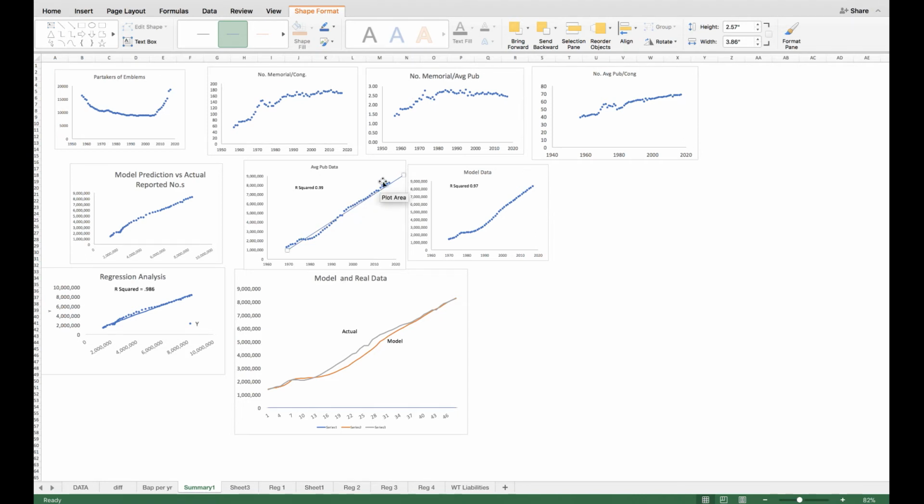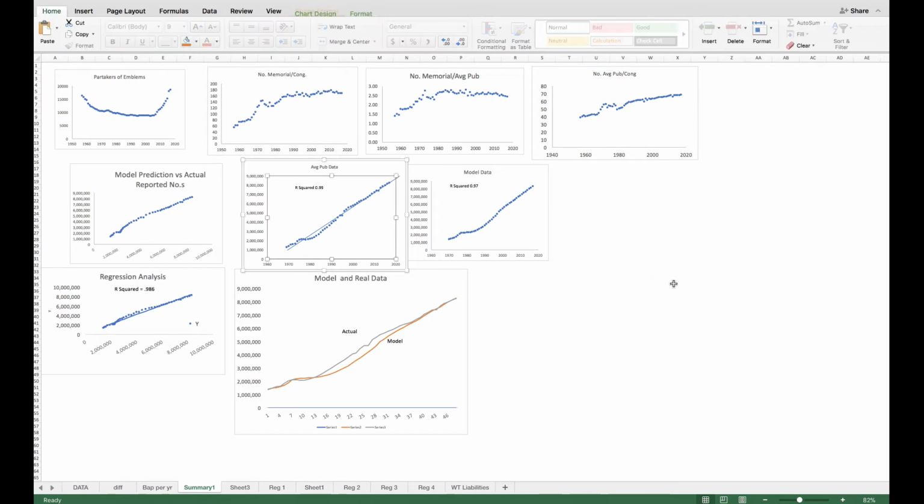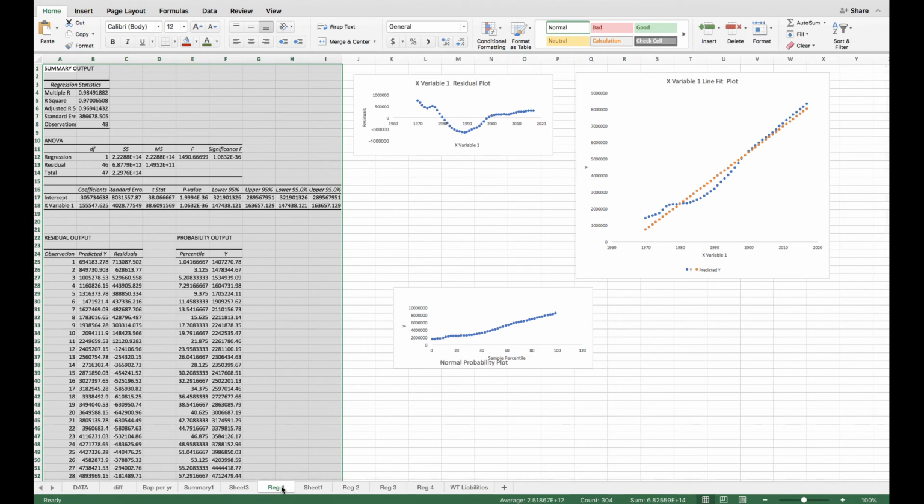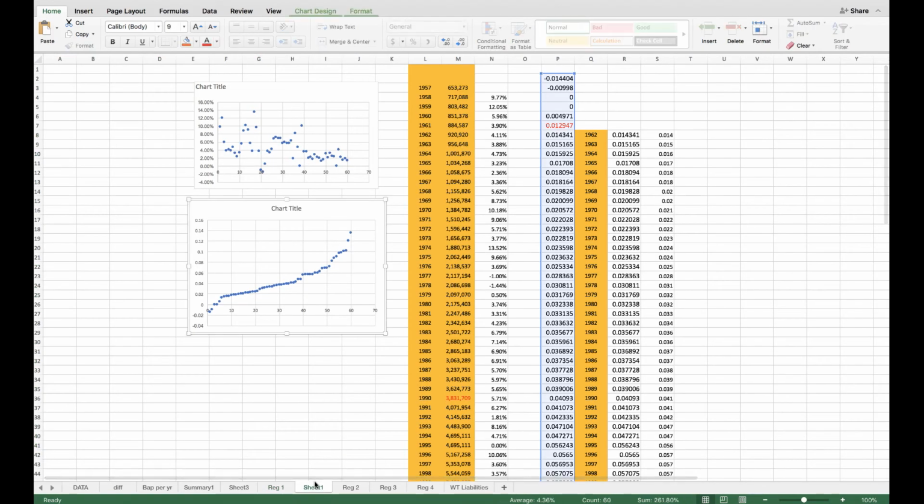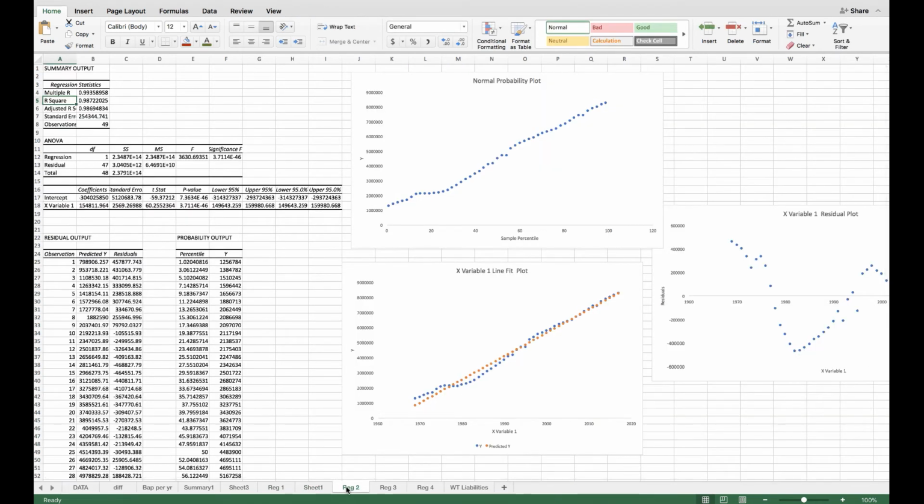I'm just eyeballing this here, but that line is pretty darn close, and it has an R squared of 0.99. When you do a regression fit, you can see that it does give you the best fit. This one is 0.97. The data that we were just looking at was 0.99. There it is.